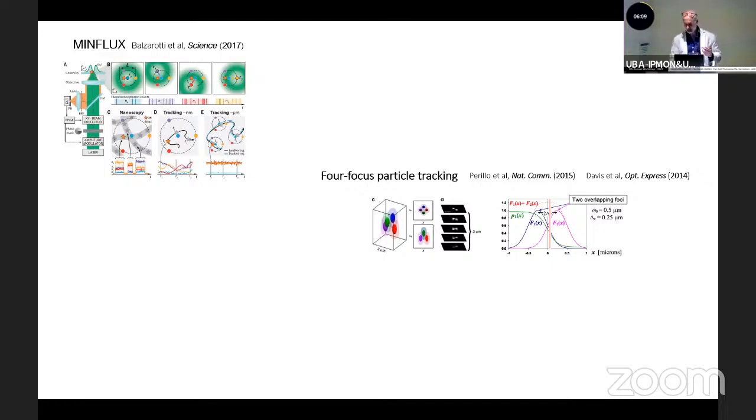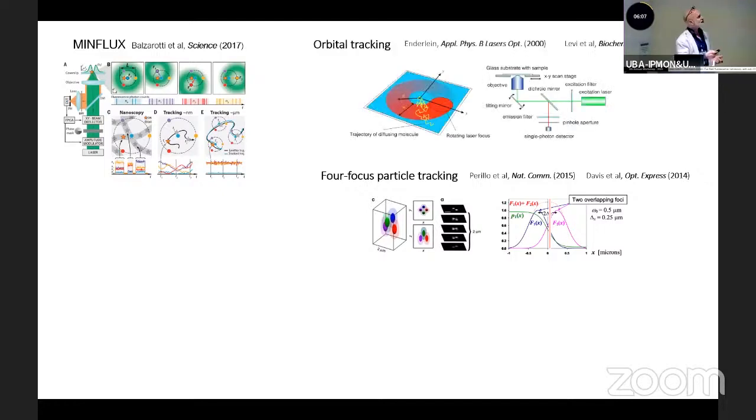But it works. Or if you look at this, it is orbital tracking. Probably many of you know this because it was strongly developed in the group of Enrico. Orbital tracking uses a Gaussian beam around a circular path to localize the position of a molecule inside that orbit. This was proposed theoretically by Jörg Enderlein in 2000 and first shown experimentally by Enrico a few years later. And this has been used many times, in many different configurations.